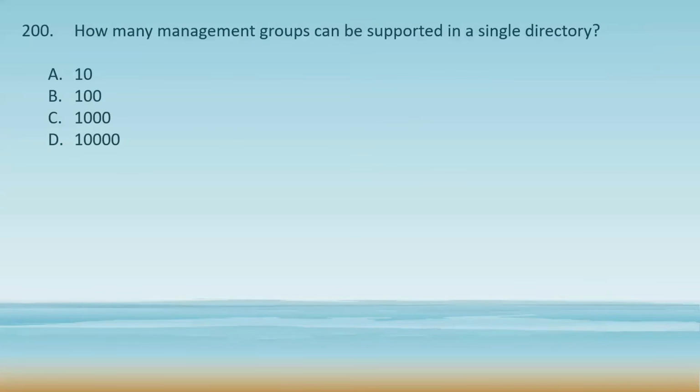Question number 200 of the series. How many management groups can be supported in a single directory? Your options are 10, 100, 1000, or 10,000. And the correct answer here is option D, 10,000.